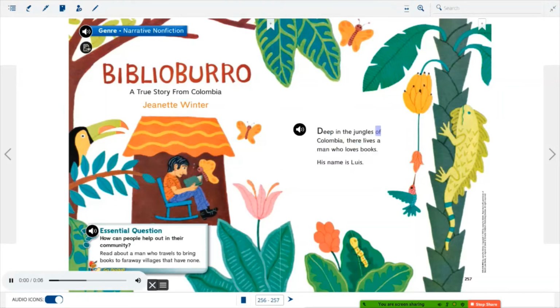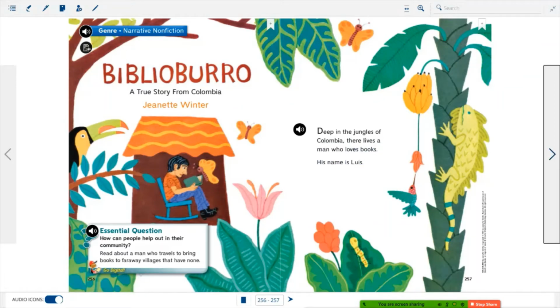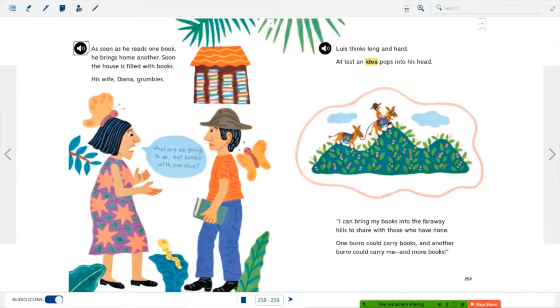Deep in the jungles of Colombia, there lives a man who loves books. His name is Luis. As soon as he reads one book, he brings home another. Soon the house is filled with books. His wife, Diana, grumbles. "What are we going to do? Eat books with our rice?"